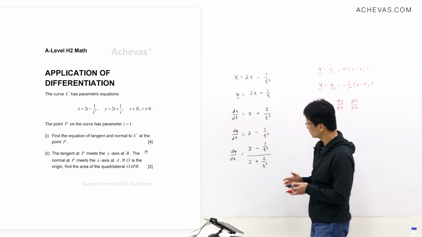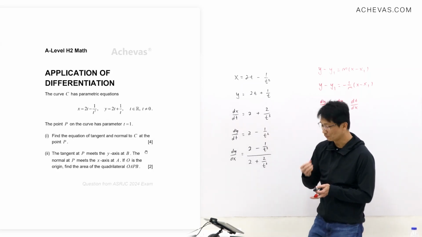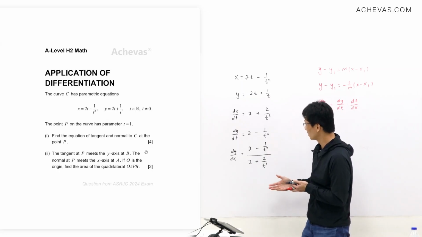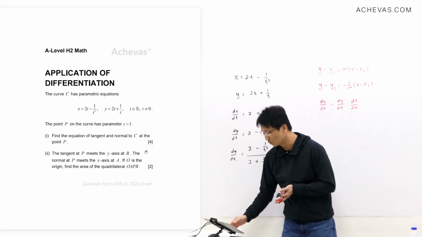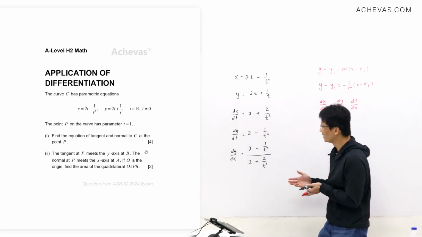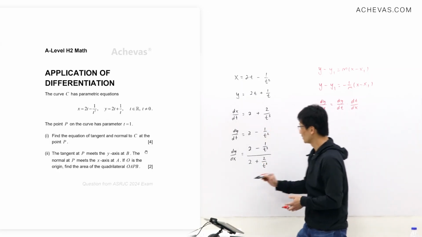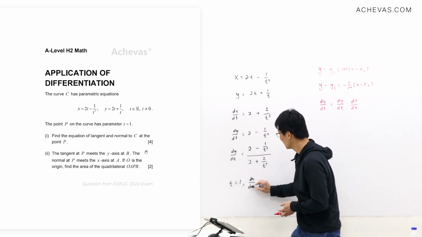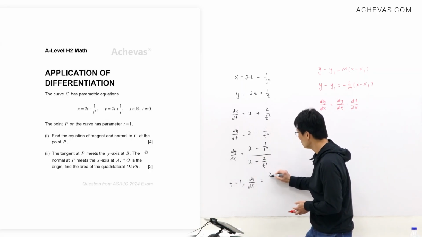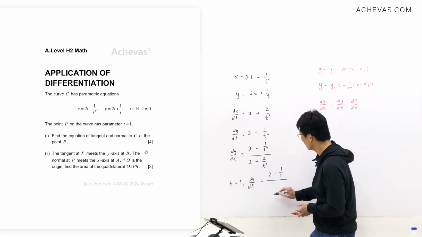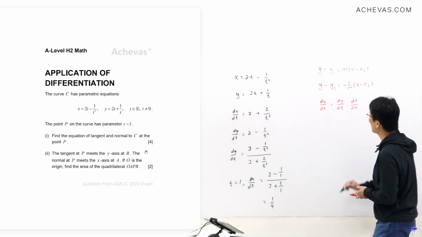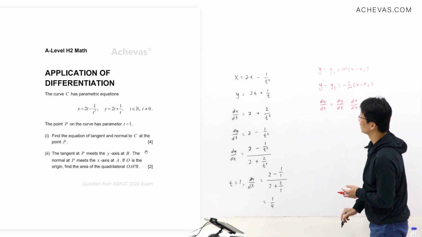Alright, since the question wants us to find the equation of the tangent with real values, I don't think I will want to waste time to simplify this. Because after simplifying, you'll be subbing t equal to 1. Might as well, I can just sub it inside first. Right, so to save a bit of time, when t equal to 1, I just sub t equal to 1 into here, I will get 2 minus 1 over 1 over 2 plus 2 over 1, which will just give me 1/4.